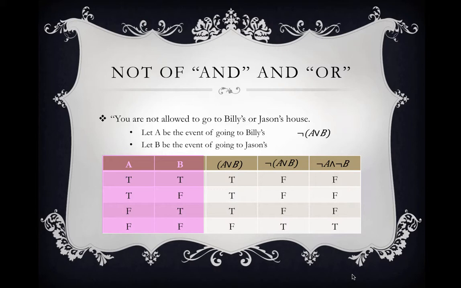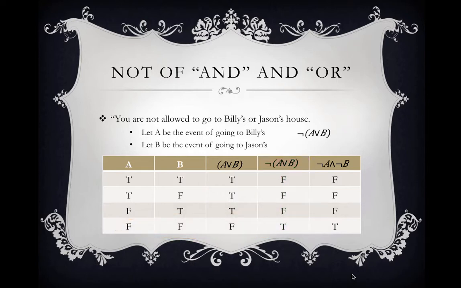And again, a middle step is let's see what happens with A or B. Now again, if you remember, we always assume that this is an inclusive OR, and the OR says one or the other or both. So the only time that the OR statement would be false is if they were both false, which is the last row. Then taking the not of that statement, as seen before, is just simply flipping the trues to false and the falses to trues. So in the fourth column you will see that this statement is only true if you did not go to Billy's and you did not go to Jason's.